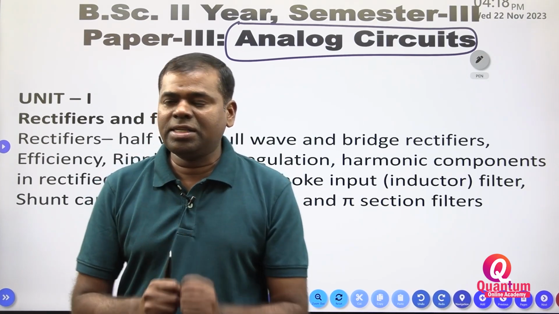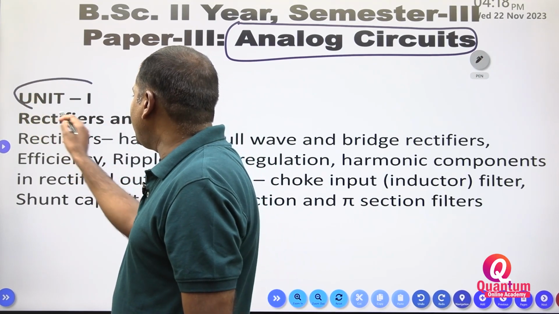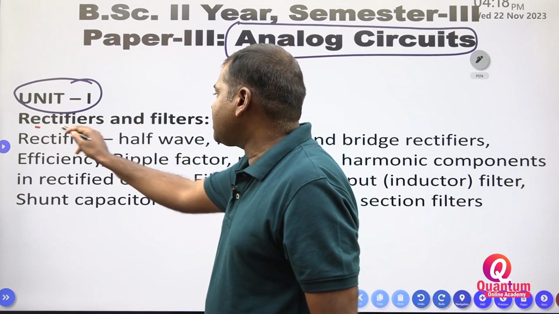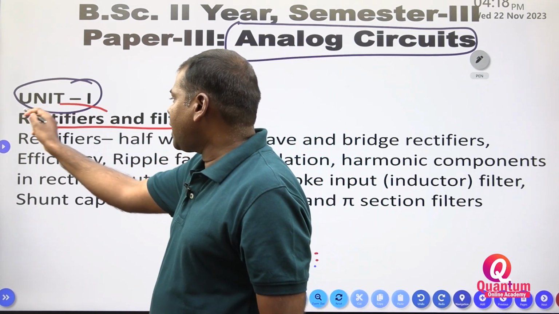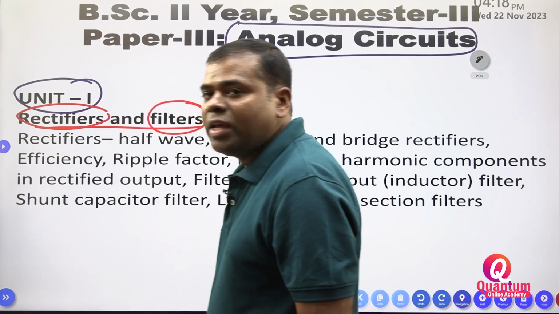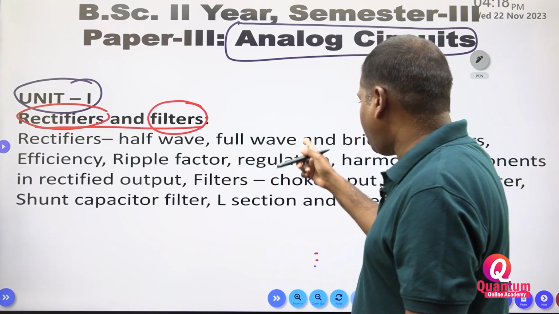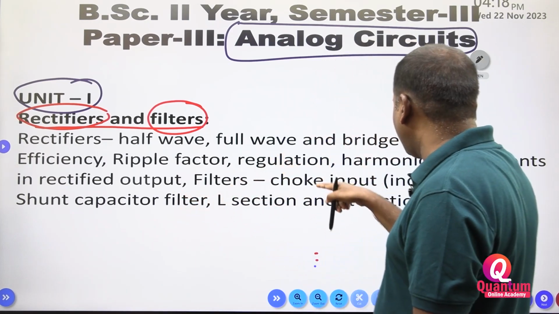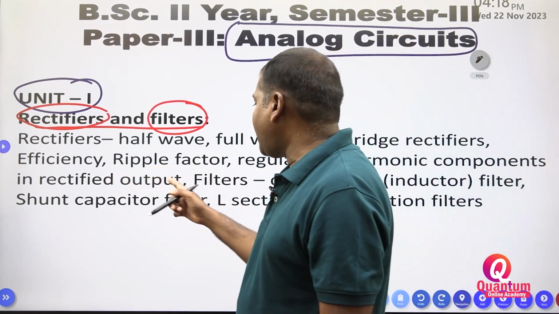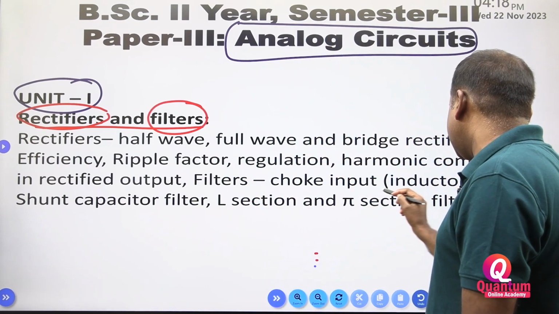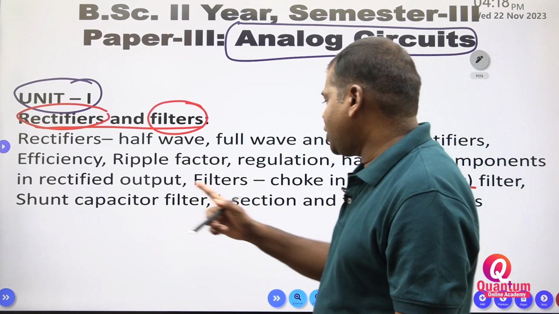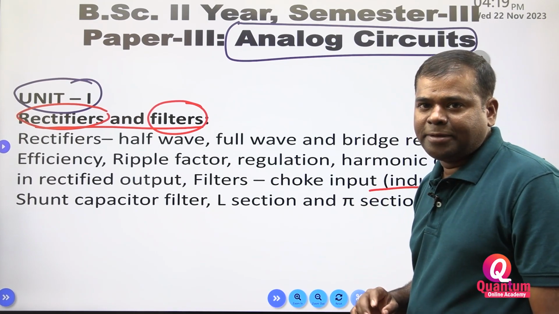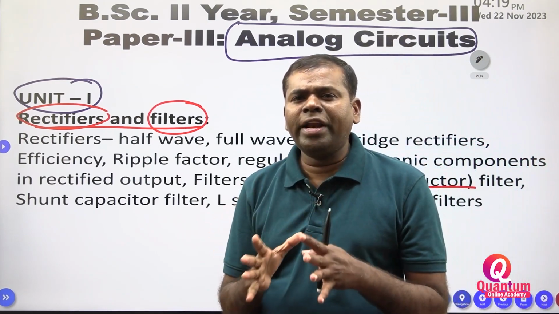In the first paper itself, unit 1 consists of two things: rectifiers and filters. In rectifiers: half wave rectifier, full wave rectifier, bridge rectifier and their efficiency, ripple factor, regulation, harmonic components of a rectified output. Filters: choke input, that is an inductor input filter, shunt capacitor filter, L section filter and pi section filter. 4 filters are there. Unit number 1 is very simple.